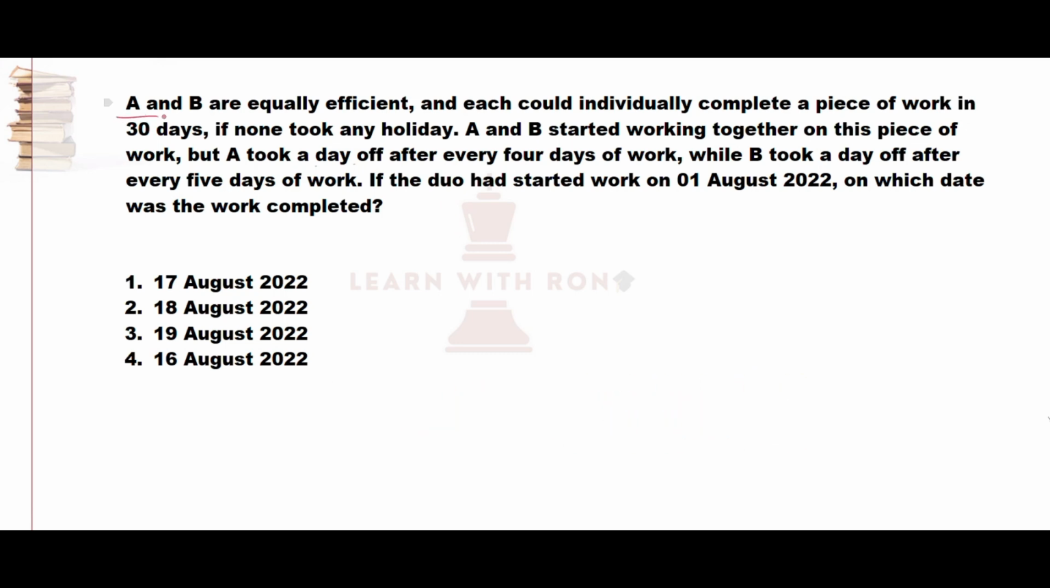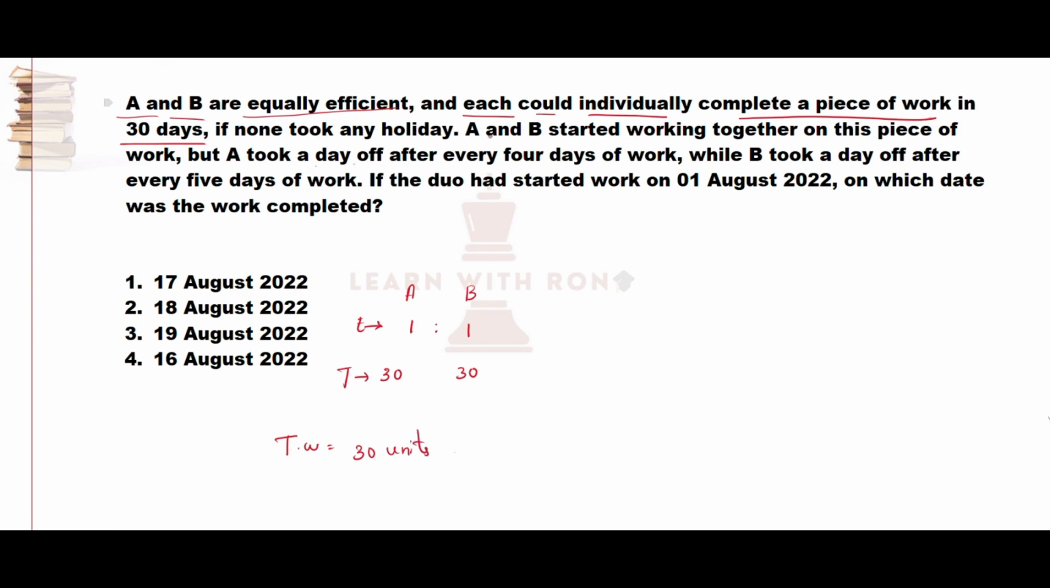Here they have given A and B are equally efficient. So there are two persons A and B and their efficiencies are equal. So efficiency ratio is 1:1. See the next part. Each could individually complete a piece of work in 30 days. So time they have given, A can complete the work in 30 days and B also 30 days. So total work, how much? Time multiplied with efficiency, the total work is 30 units.